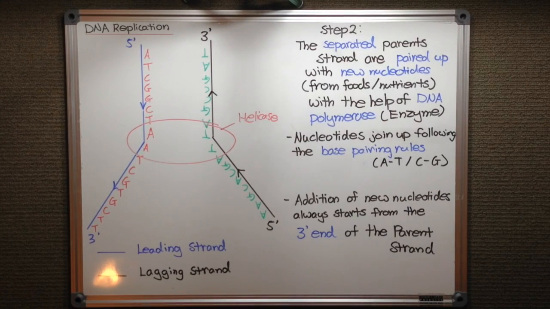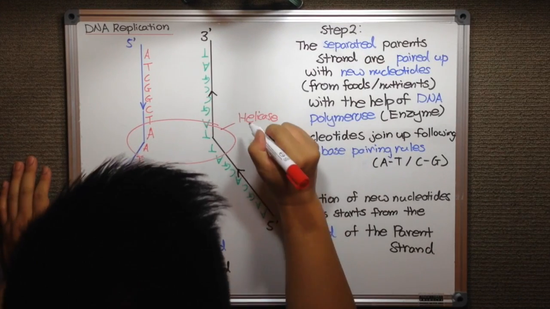Now in step 2, the separated parent strands are paired up with new nucleotides. Okay, where do we get these new nucleotides? We get them from foods and nutrients. Okay, and now this process is with the help of DNA polymerase. This is the second enzyme that we're going to talk about in DNA replication. First one is the helicase. So again, this is an enzyme.